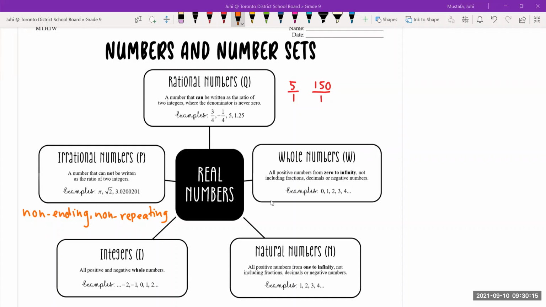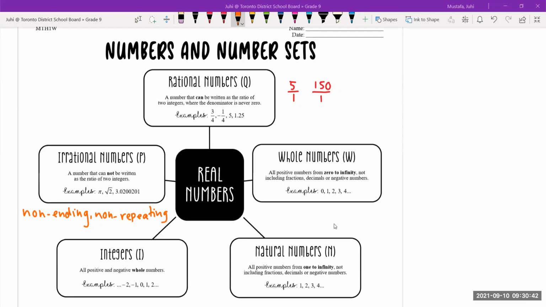Okay, the next number we're going to look at is a whole number. It's pretty easy to remember the symbol. It's given a symbol of W. And whole numbers are all positive numbers from the number 0 all the way to infinity, not including fractions or decimals or negative numbers. So they're basically the very first numbers you learned when you were 2 years old and your parents were teaching you how to count. Those would be our whole numbers.